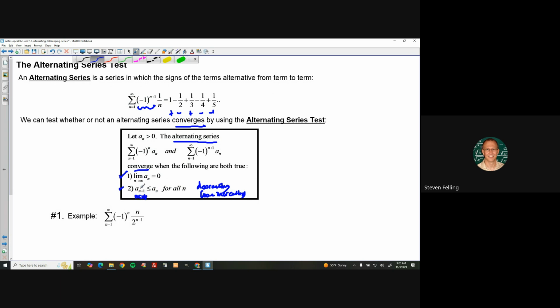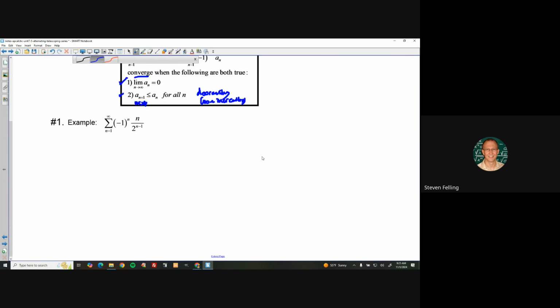Sometimes you can, like we were doing for direct comparison, show that the rules for the next term and the current term are such that, because of the way fractions behave, that's true. Or you can use a derivative to show that this is true if it's more complicated. So we'll take just a couple of quick examples here to get the idea. Let's say we have this series right here.